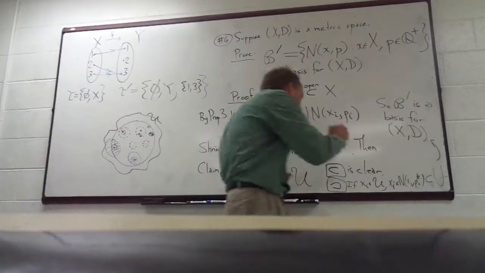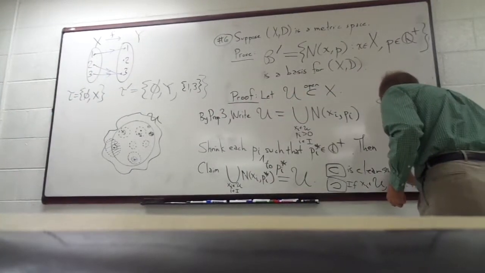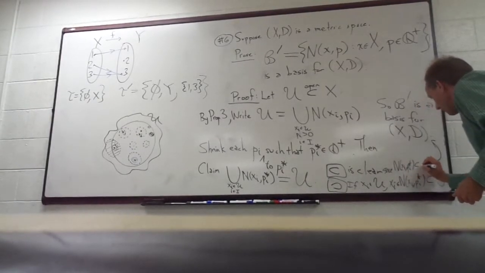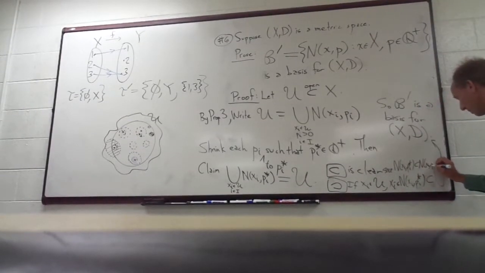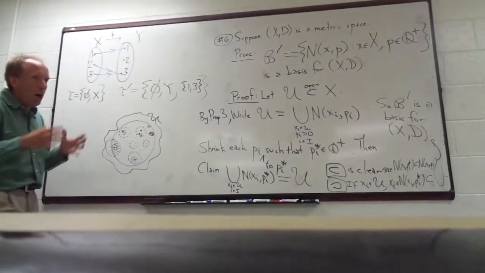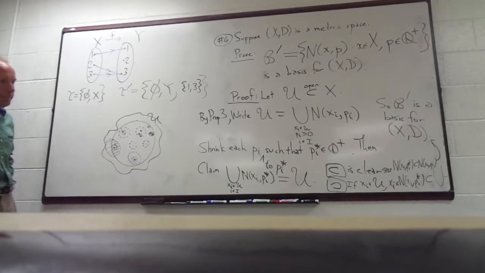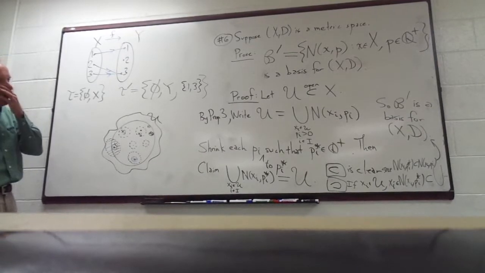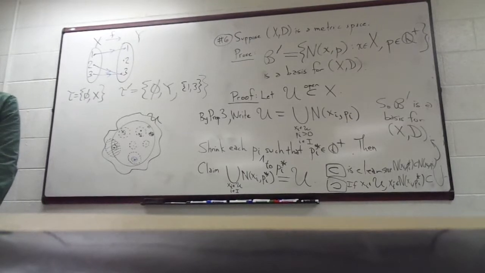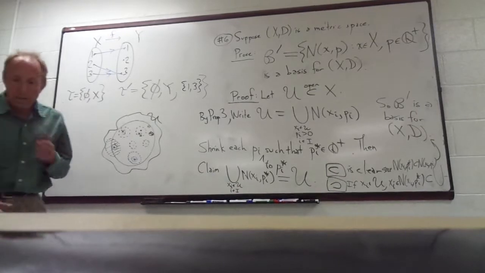Maybe I should just say this one is clear since n of xi pi star is contained in n of xi pi, just because you've made the radius smaller, so then that's just kind of clear. Yeah, that works. That's pretty good. How do you guys feel about this problem here? So a basis is a union of neighborhoods.